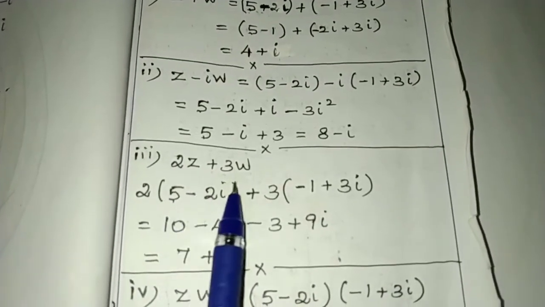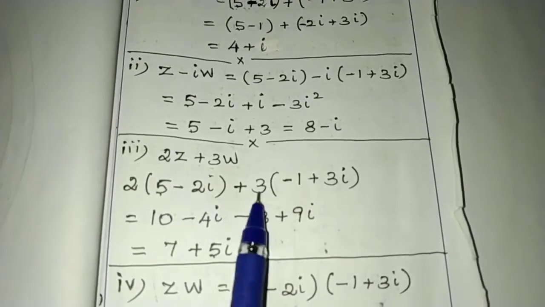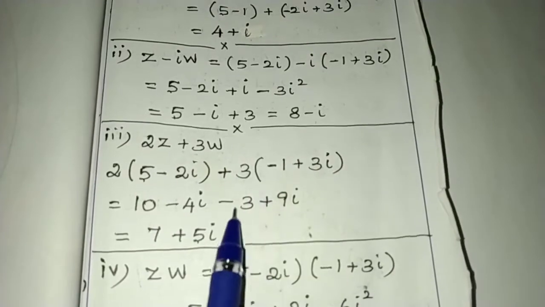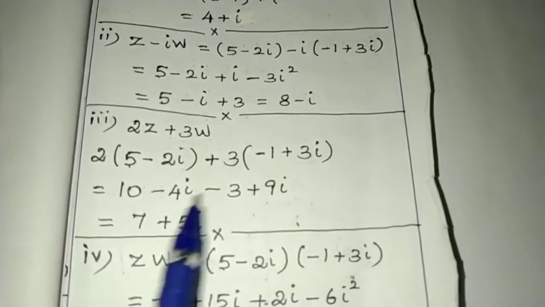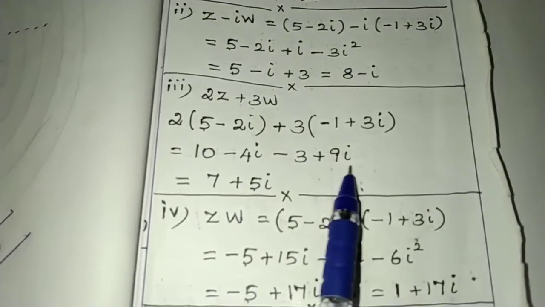Okay. Next, the third sum, 2z plus 3w. z multiplied by 2, w multiplied by 3. Okay, we get 10 minus 4i. Here multiply, minus 3 plus 9i. 10 minus 3, 7. Here, that is minus 4i plus 9i.